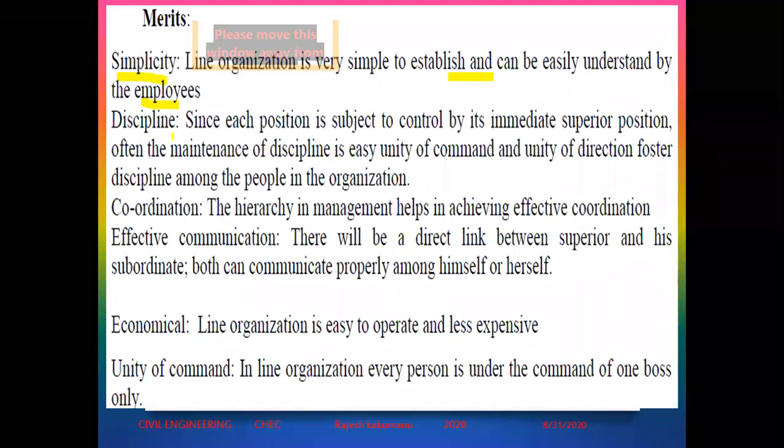Next, discipline. Since each position is subject to control by its immediate position, automatically the maintenance of discipline is easy.